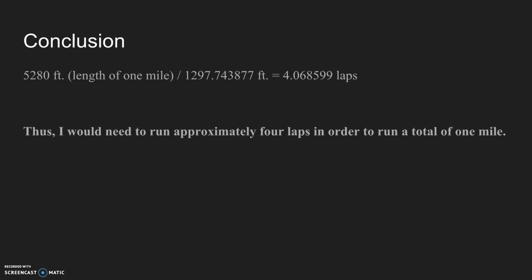And in conclusion, I will need to answer my original question of how many laps I should run to run approximately a mile, and the answer to this is approximately four laps. If I divide 5,280 feet, which is the length of 1 mile, by 1,297.743877 feet, which is the length of the track field, I get 4.068599 laps, and hence I will need to run approximately 4 laps in order to run a total of 1 mile.